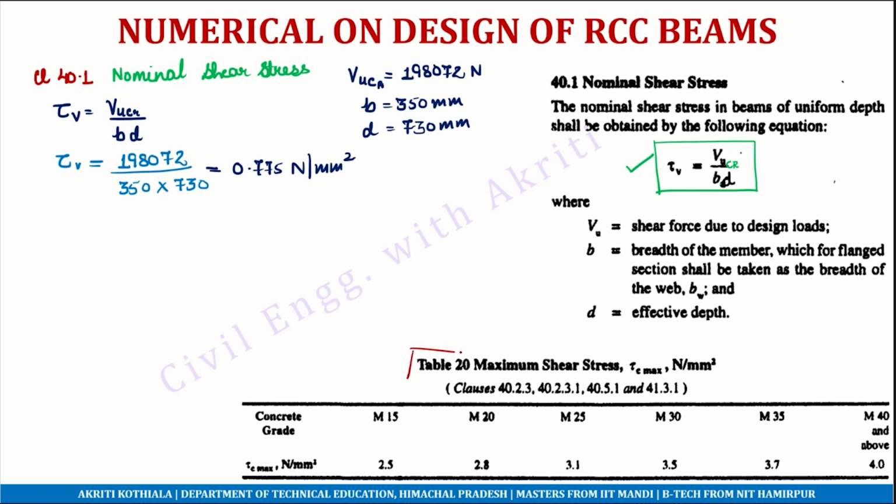Checking it with table 20. Table 20 gives us the value of maximum shear stress for concrete, which the concrete can take. For M20, the value is 2.8 Newton per mm square. So now the value of nominal shear stress is less than the maximum shear stress which is permissible by code in table 20. So this is okay.